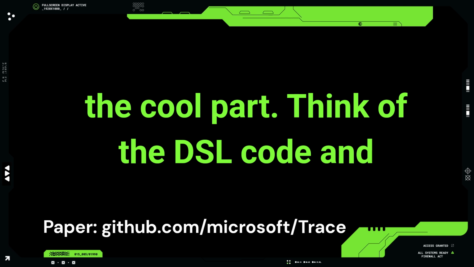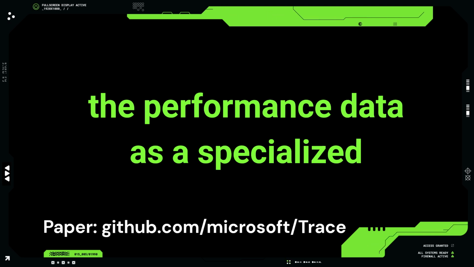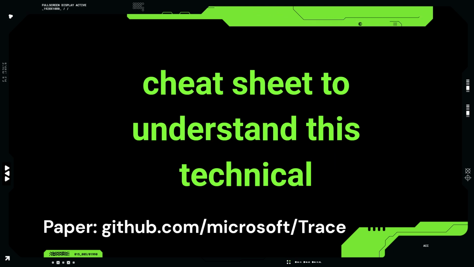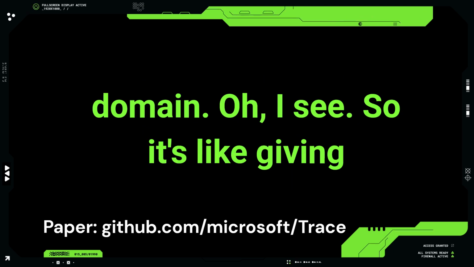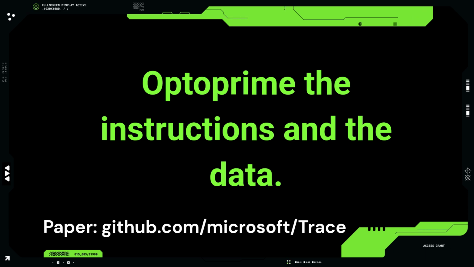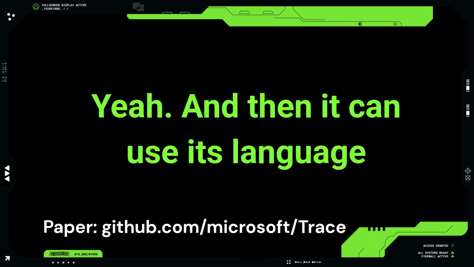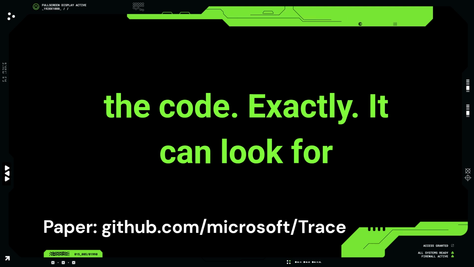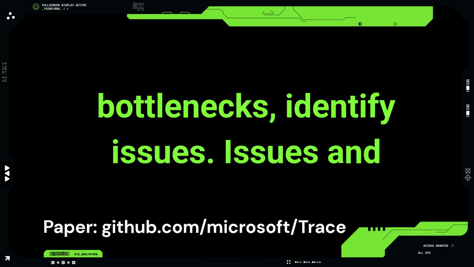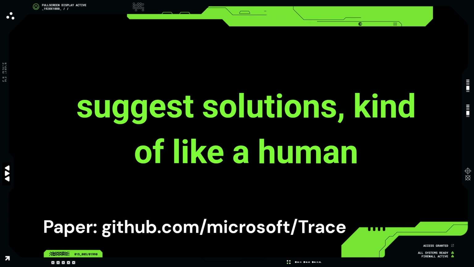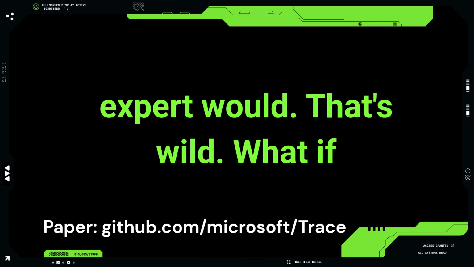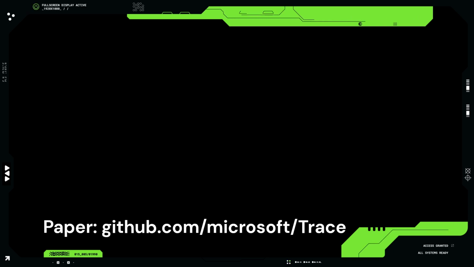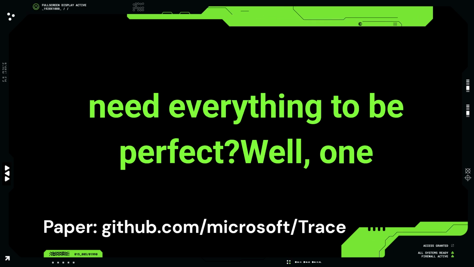Well, that's the cool part. Think of the DSL code and the performance data as a specialized language. It's like Trace is translating for OptoPrime, giving it a cheat sheet to understand this technical domain. Oh, I see. So it's like giving OptoPrime the instructions and the data. And then it can use its language skills to figure out how to best tweak the code. Exactly. It can look for bottlenecks, identify issues, and suggest solutions, kind of like a human expert would. That's wild. What if there's a bug in the code, though? Can OptoPrime handle that, or does it need everything to be perfect?